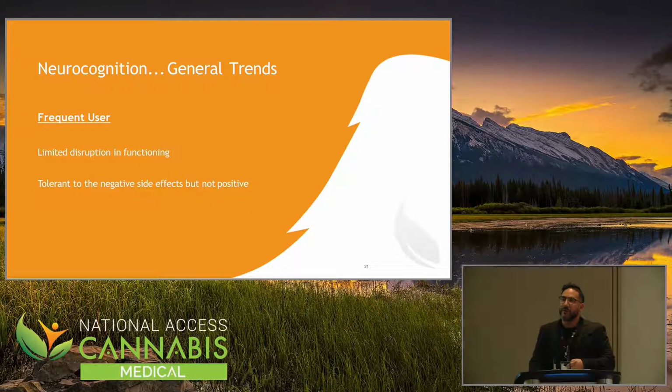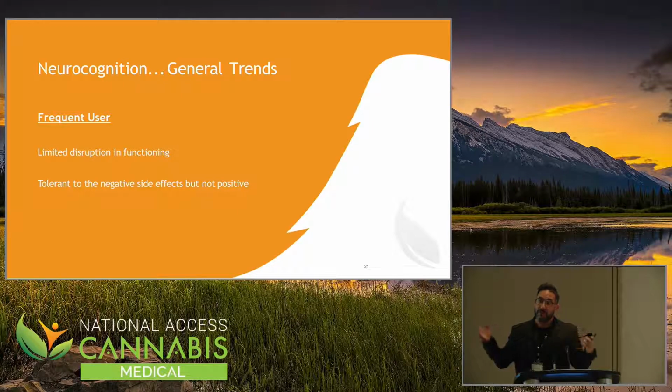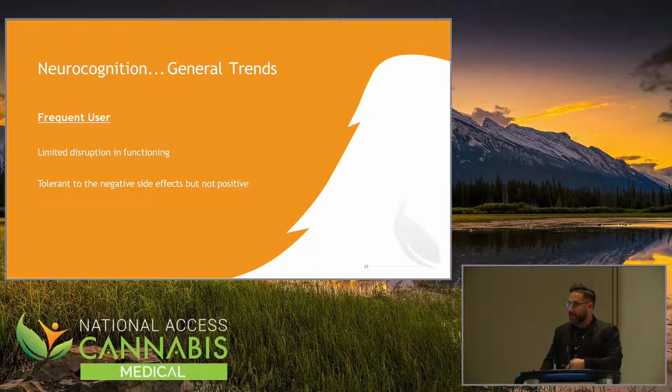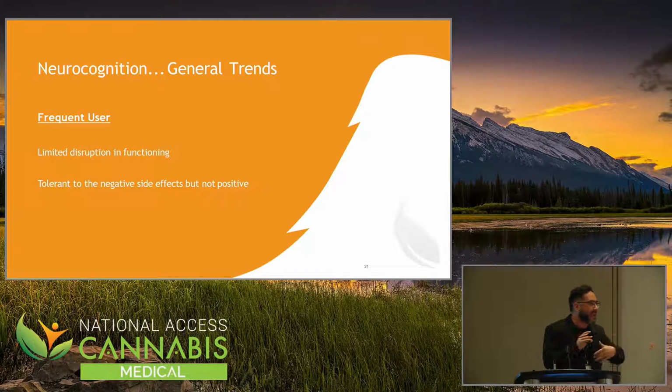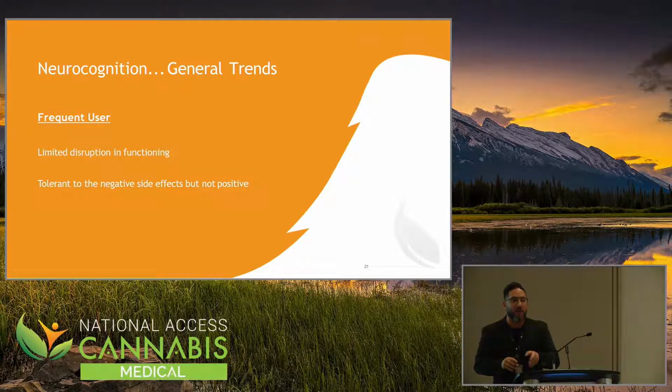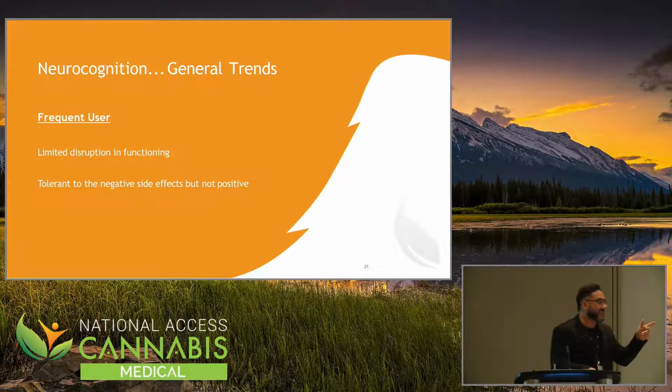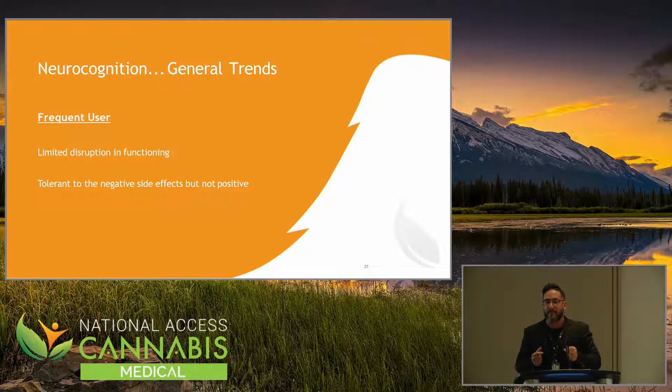Now the frequent user is a little different. The occasional user has disruption across multiple different areas. The frequent user has a decreased amount of disruption across most of those functioning areas. They become tolerant to the negative side effects, but not necessarily to the positive side effects. Why? Because the negative side effects are mostly the same across the board. But I can change up the strains so that somebody no longer becomes tolerant to the specific cannabinoids or the specific entourage of how they're using those cannabinoids. So we just change it up.